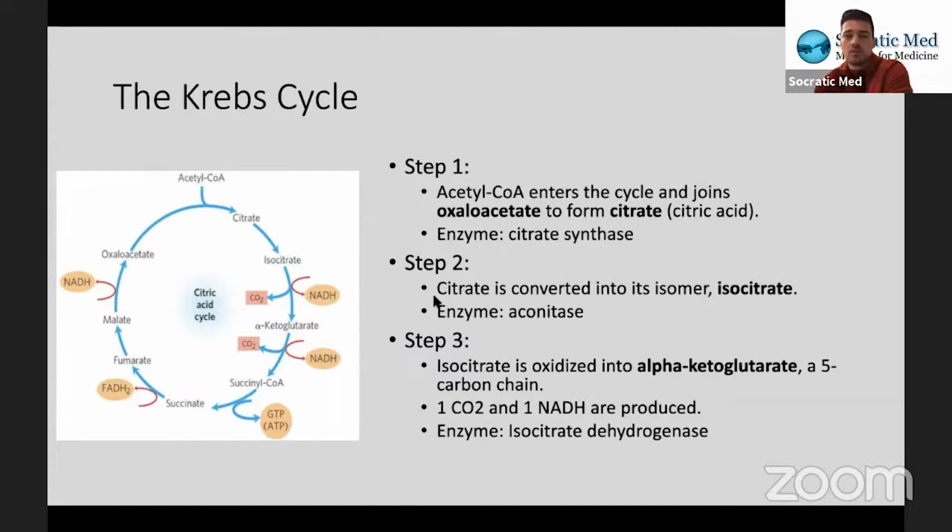But like I said, we should focus more on the actual products than the enzymes for the Krebs cycle. So the citrate in step 2 is converted into its isomer, isocitrate. We're just moving it around. That's really it. Step 3, isocitrate is oxidized into alpha-ketoglutarate, which is a 5-carbon chain. And alpha-ketoglutarate is a pretty important molecule. It's an intermediate for the Krebs cycle. I think it's also used as a precursor for amino acids. So it's used in a couple of parts of your body.